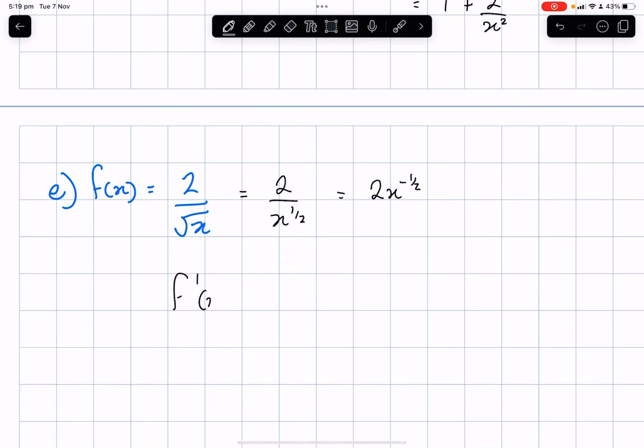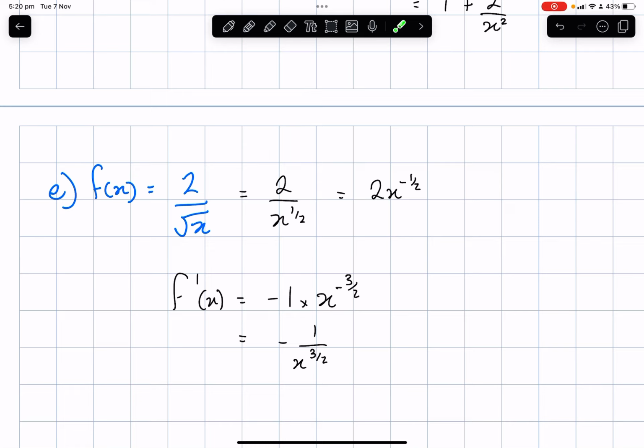So f dash of x equals negative 1/2 times by 2 is just -1. Okay, and then x, negative 1/2 minus 1 is -3/2. Okay, so we're getting some crazy fractions here now. Now let's take that x back to the bottom. So I've got -1 all over x to the power of +3/2.